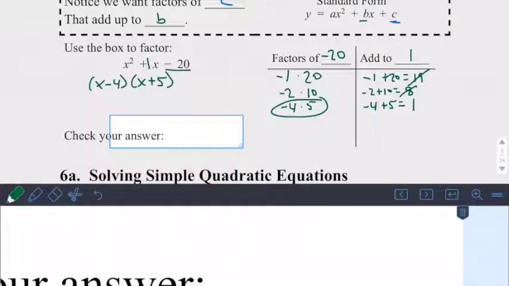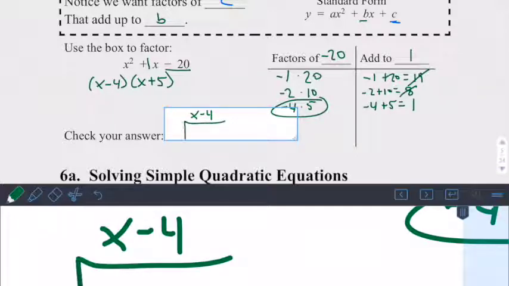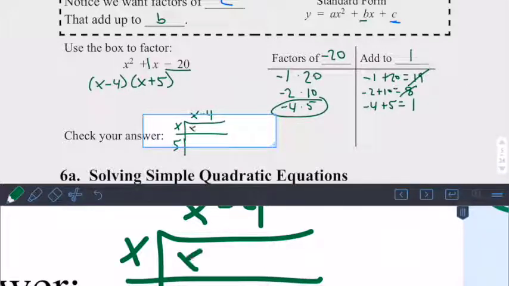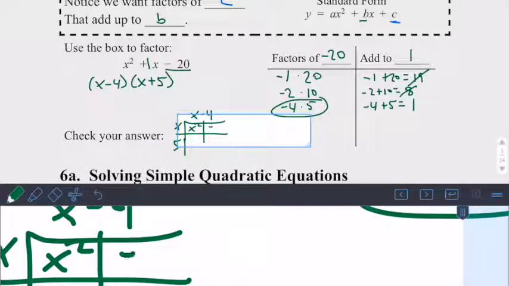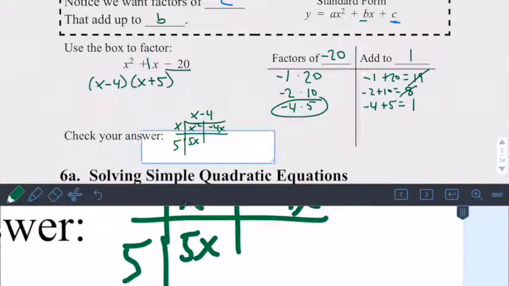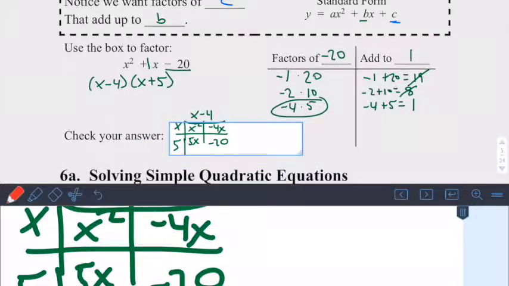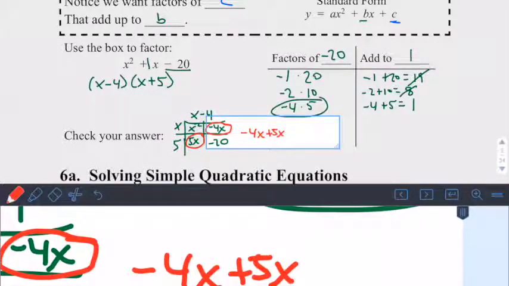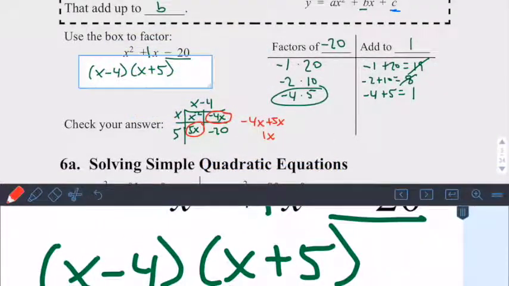Now we can check our answers using that little table that we've been using the whole time. So we got x times x is x squared. That matches. Then we've got negative 4 times x is negative 4x, and x times 5 is 5x, and negative 4 times 5 is negative 20. So those two terms match, and then we have to check our middle ones. Negative 4x plus 5x is 1x. So that matches our middle term. So we know that these are the correct factors.